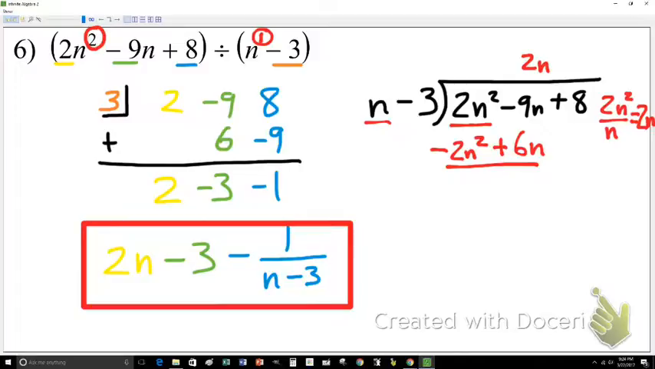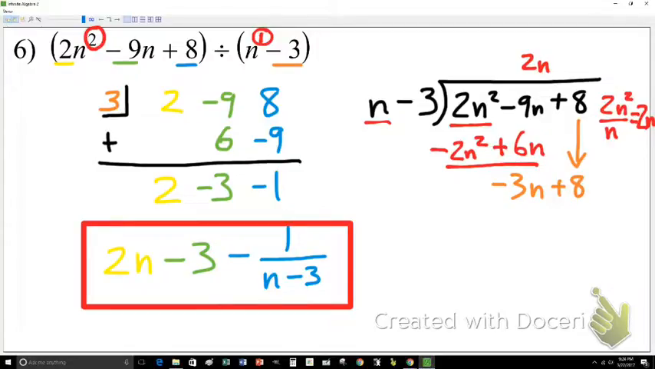So we're going to take the 2n squared plus negative 2n squared, that's 0. Negative 9n plus 6n, my bad, is going to be, and I'm going to use a different color for this. Negative 9n plus 6n is negative 3n. There we go. Switch colors, sorry. And then next we bring down this 8, so we have plus 8 there. And now the whole cycle repeats over again.